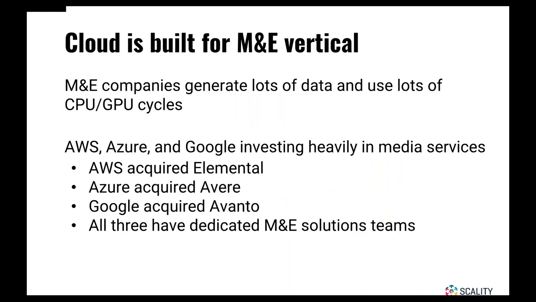You know, the cloud is really built for the media and entertainment vertical. I do a lot of work with AWS, Azure, and Google. That's my role here at Scality. And they're all very, very focused on this sector. Why? As we've touched on, media companies generate lots of data, and they use lots of CPU and GPU cycles for encoding, transcoding, artificial intelligence, metadata creation, content distribution.